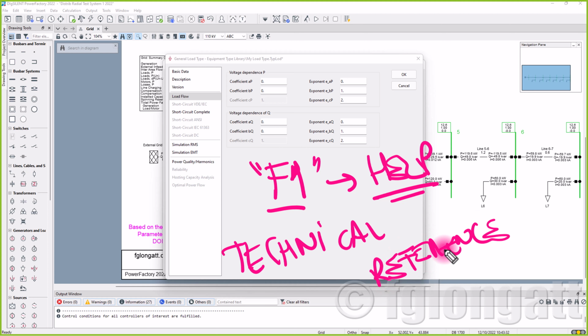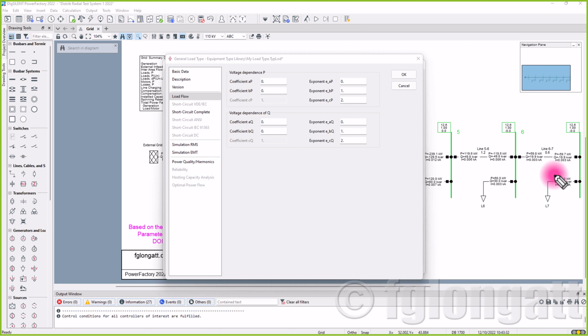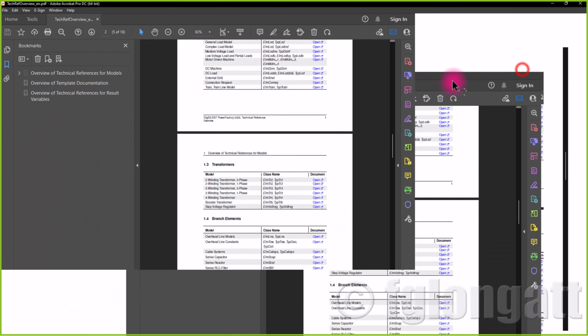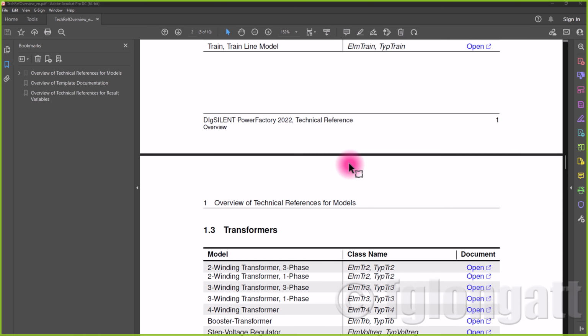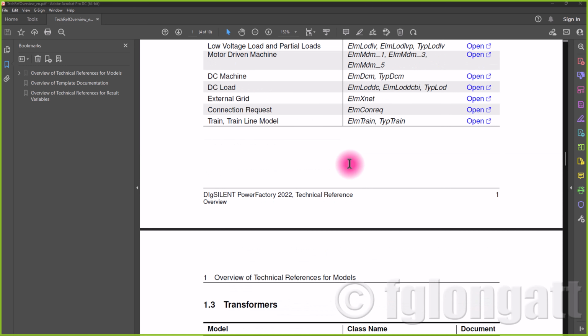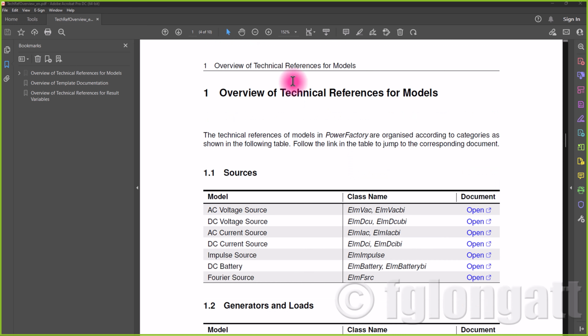And over there, you can find the information and the explanation about what is happening inside the Xylem. For that reason, I will now press the F1 button, bam, and now PowerFactory is opening the help. I will put it here in the main screen. You can see this is the Acrobat that I am using, and PowerFactory opened the technical reference for me, okay? You can see over here at the top, technical reference.